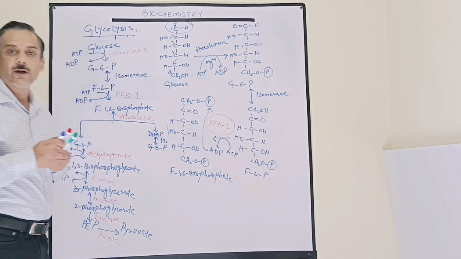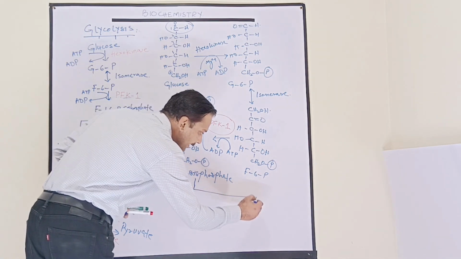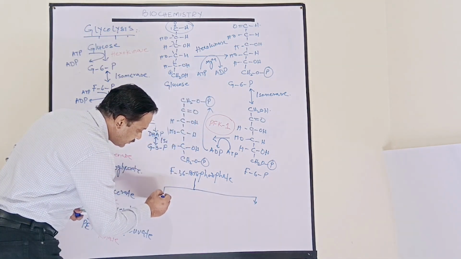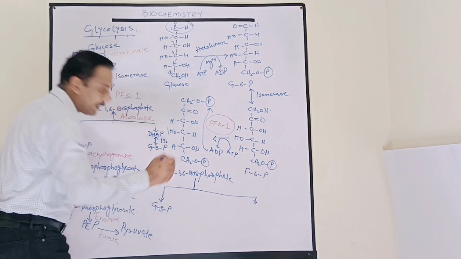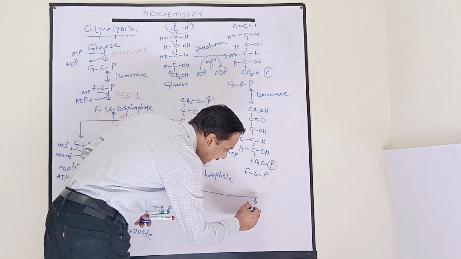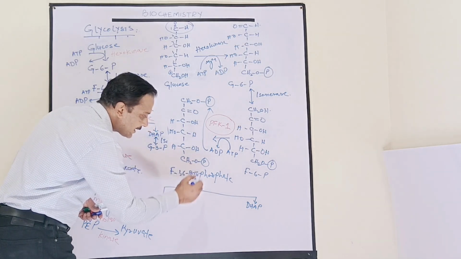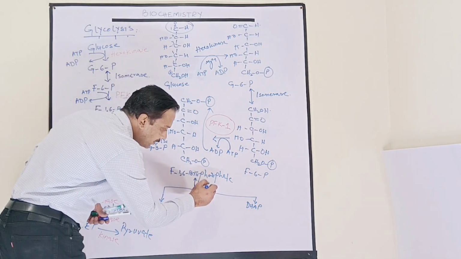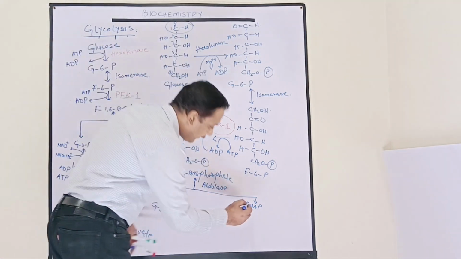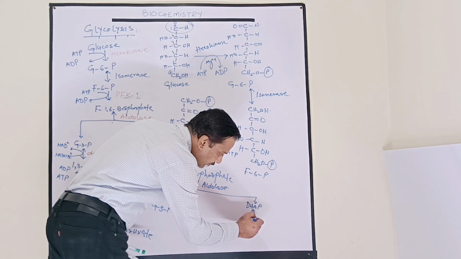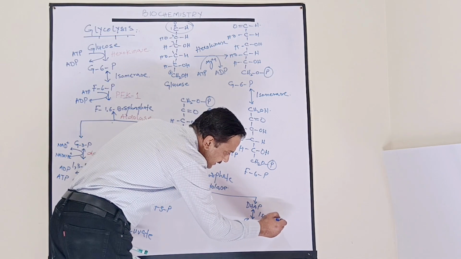Now, this 6 carbon molecule in the next step is cleaved into two molecules of 3 carbon molecule, that is glyceraldehyde 3 phosphate and dihydroxyacetone phosphate. This is a reversible reaction. The enzyme responsible is aldolase. This dihydroxyacetone phosphate converts into glyceraldehyde 3 phosphate by the action of enzyme isomerase.